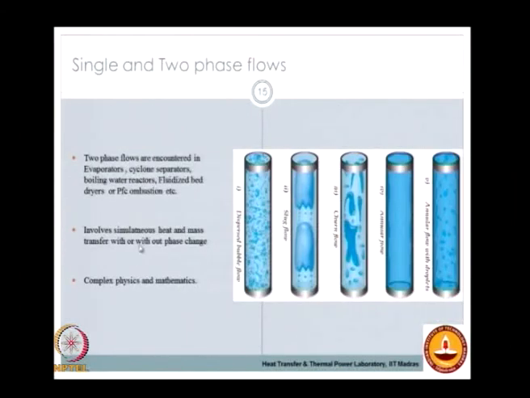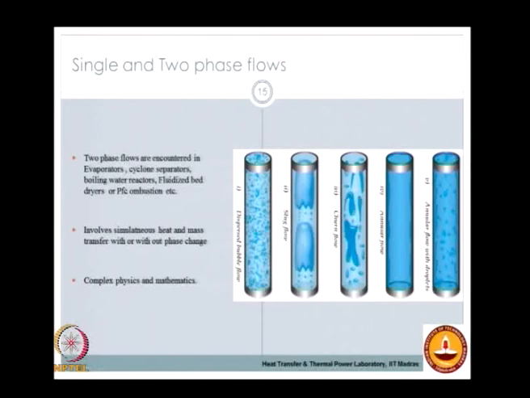You can also classify your heat transfer depending on whether you are looking at only single phase or multi-phase problems. In this course we will be focusing primarily on single phase heat transfer. However, you should also be aware that in most cases two-phase flows are very important, and two-phase heat transfer itself is a separate subject course by itself.